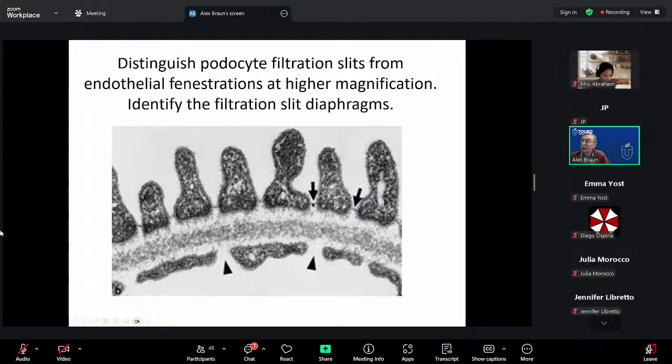This is where you see the diaphragm. This is not where you see the diaphragm of the glomerular filtration barrier. Looking at this again, there are three elements to the glomerular filtration barrier: fenestrated endothelium, glomerular basement membrane, and foot processes or pedicels with their slit spaces and slit diaphragms. Those are the three main elements of the glomerular filtration barrier. Is that clear?